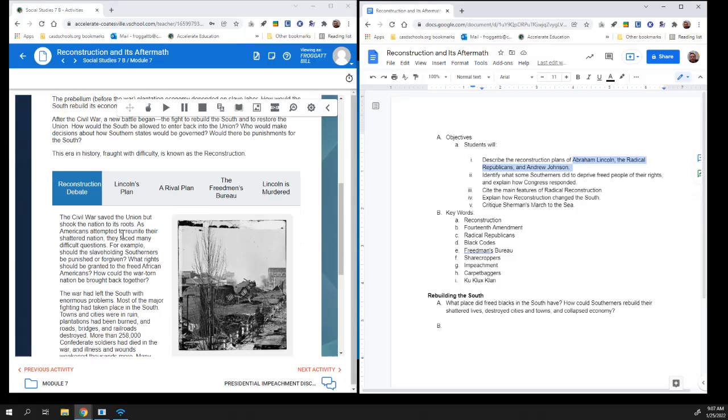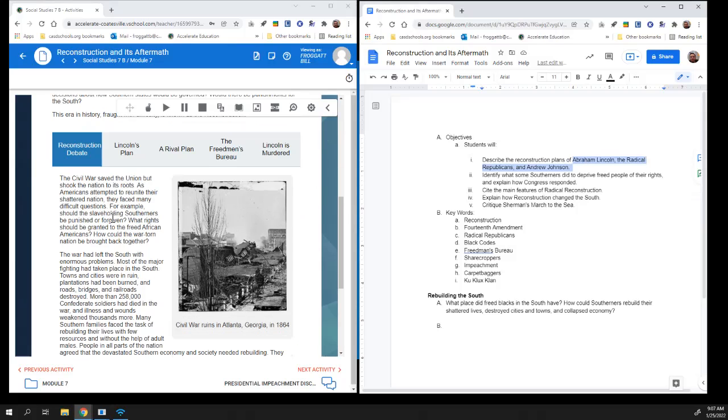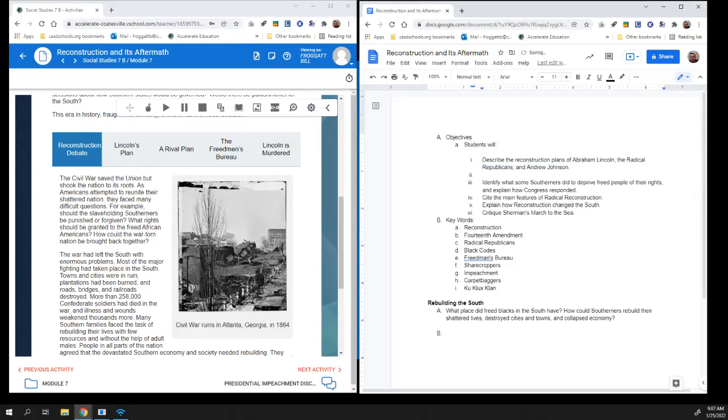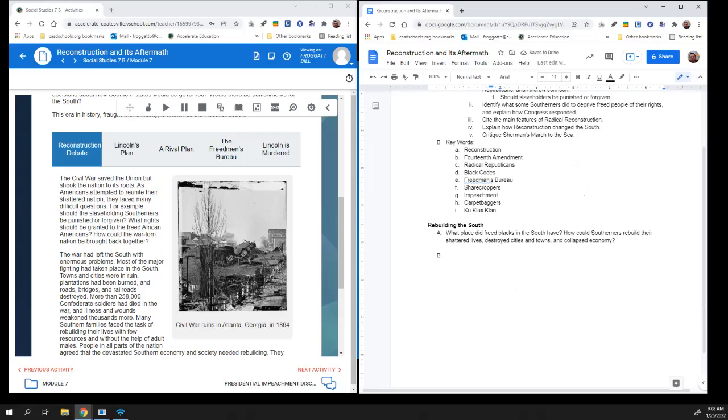So you go through here, the Civil War saved the Union, but shook the nation to its roots. As Americans attempted to reunite their shattered nation, they faced many difficult questions. For example, should slaveholding Southerners be punished or forgiven? So this is the main thing here, okay? Should slaveholders be punished or forgiven? So I'm adding my own notes into my outline, all right? And then right here, I'm going to add Reconstruction debate. That's a big one in here.